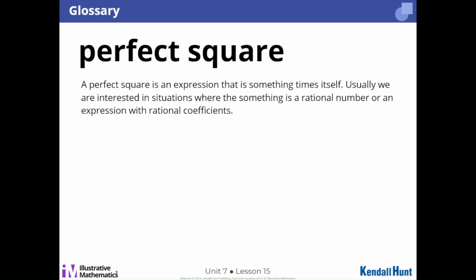Perfect square. When we say that something is a perfect square, we're saying that it is created by multiplying something by itself. So something like 9 would be a perfect square because it's 3 times 3. Or something like the quantity of x plus 2 squared would be a perfect square because it's x plus 2 times x plus 2.